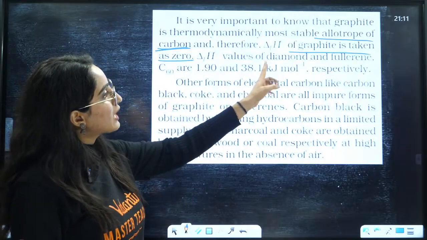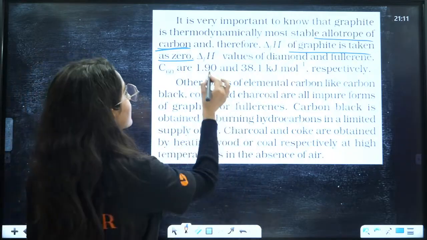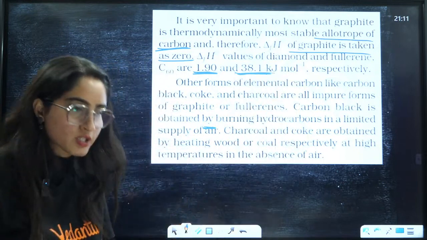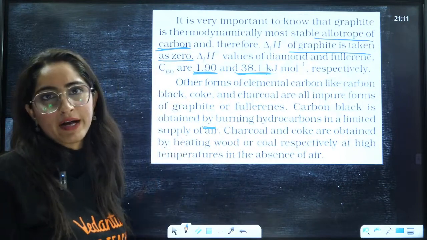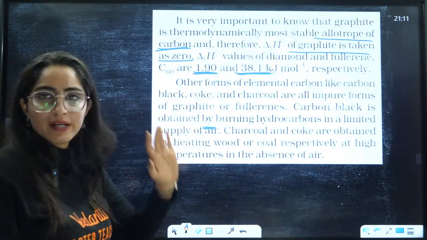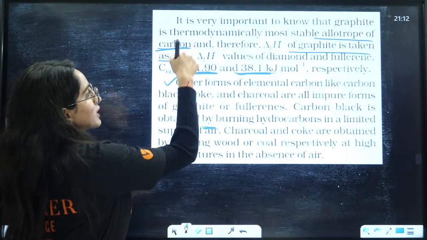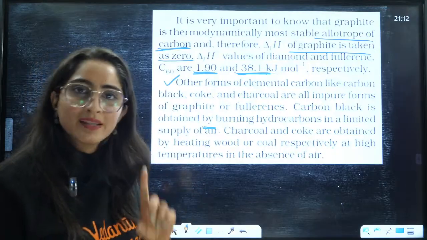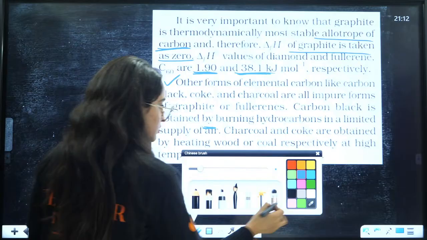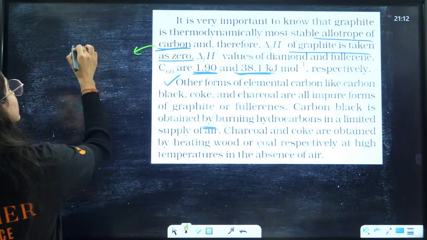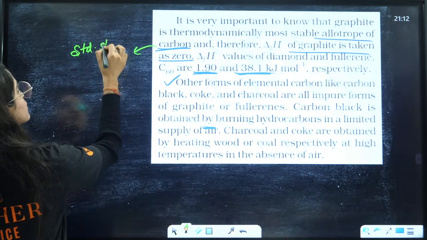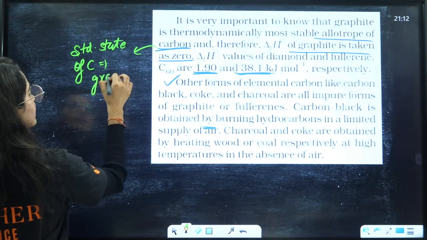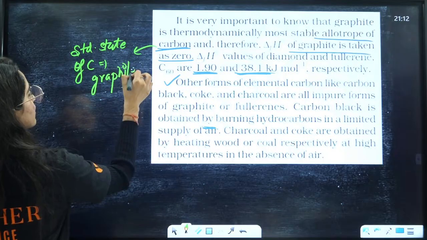Delta H formation values for diamond and fullerene are 1.9 and 38.1, right? Because Buckminster fullerene is definitely prepared from graphite. But diamond has 1.9, right? So it's a very important thing that the standard state of carbon is graphite. You can write it here: standard state of carbon is graphite. Very, very important question.